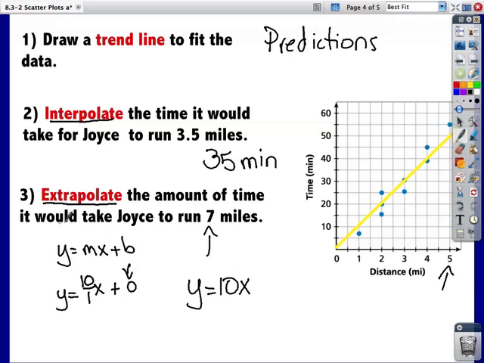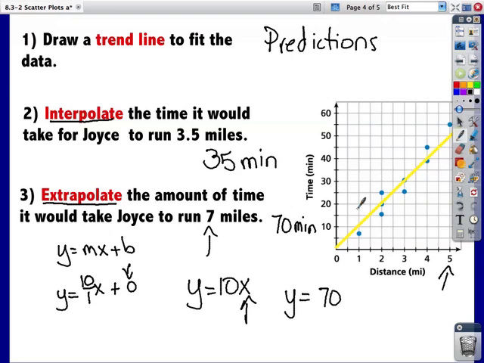So to figure out how long it would take Joyce to run 7 miles, we simply plug in 7 for x on our x-axis here, and we would get y equals 70. Or in other words, it would take her 70 minutes to run 7 miles because she's averaging 10 minutes per mile. And that's what the line of best fit did for us when we found the slope of the line of best fit.